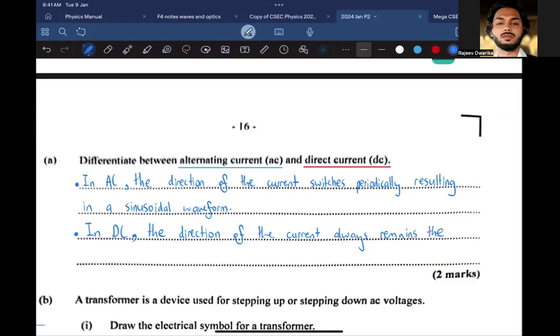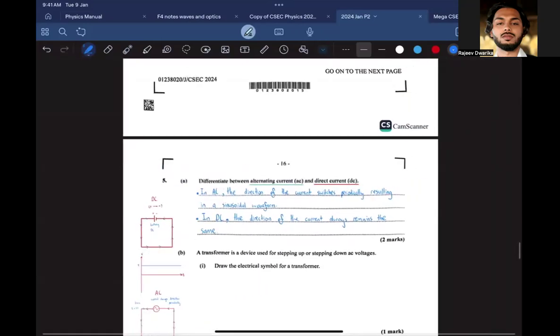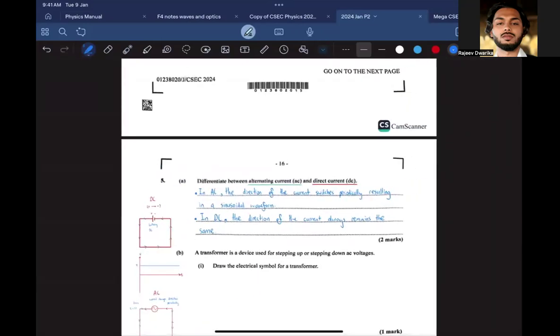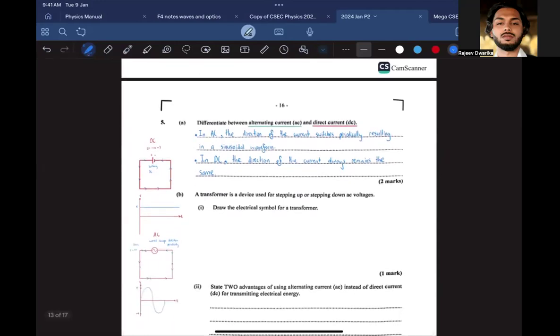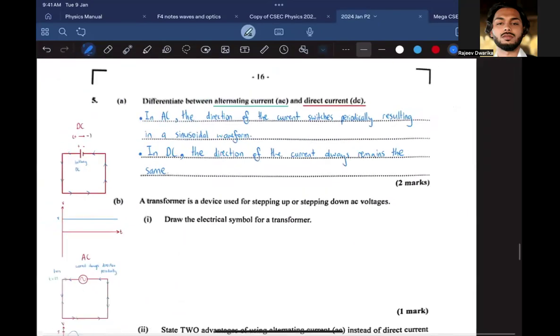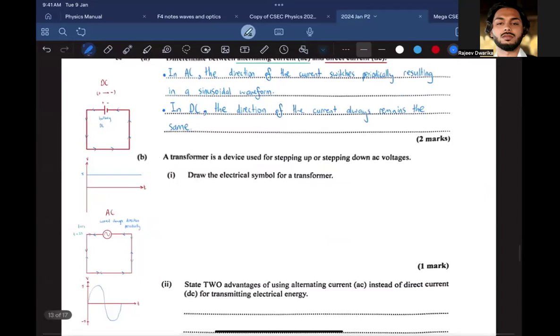I find this was such an easy paper. Genuinely. This 2024 January paper too was so easy. Tomorrow we're going to June 2024, which one was a little harder. A little, not that much harder. Yeah. Part B, give Part B a read.